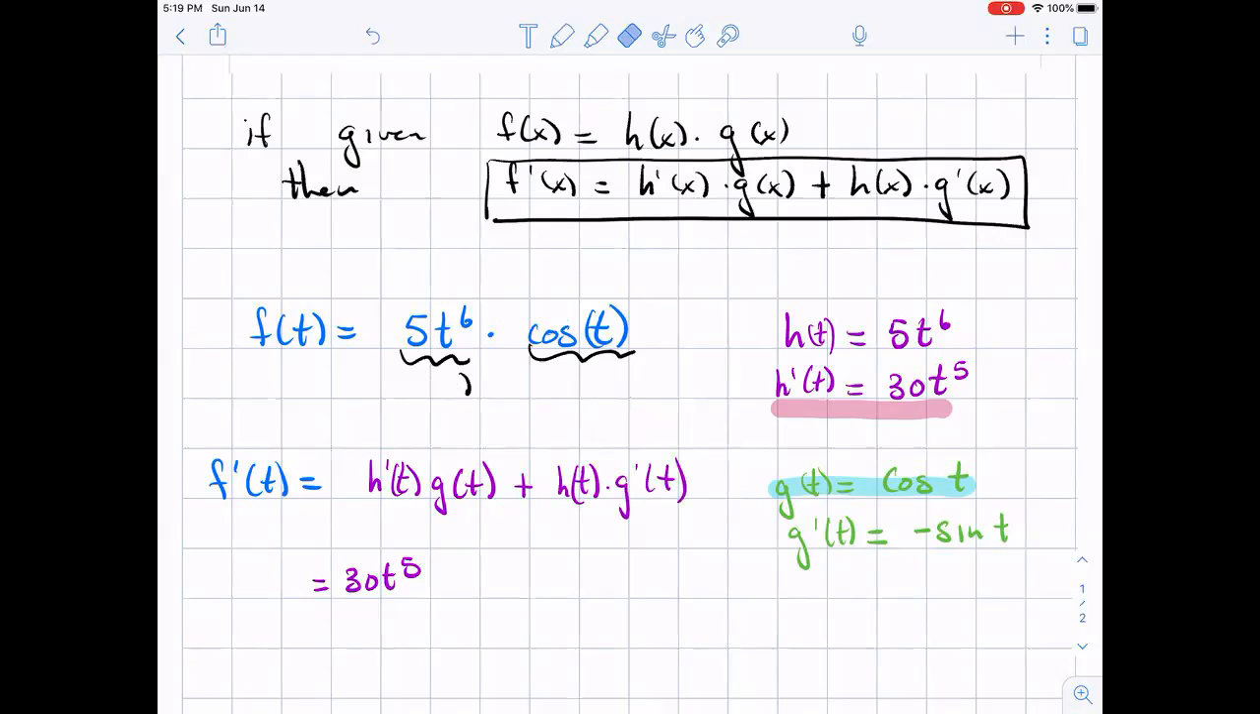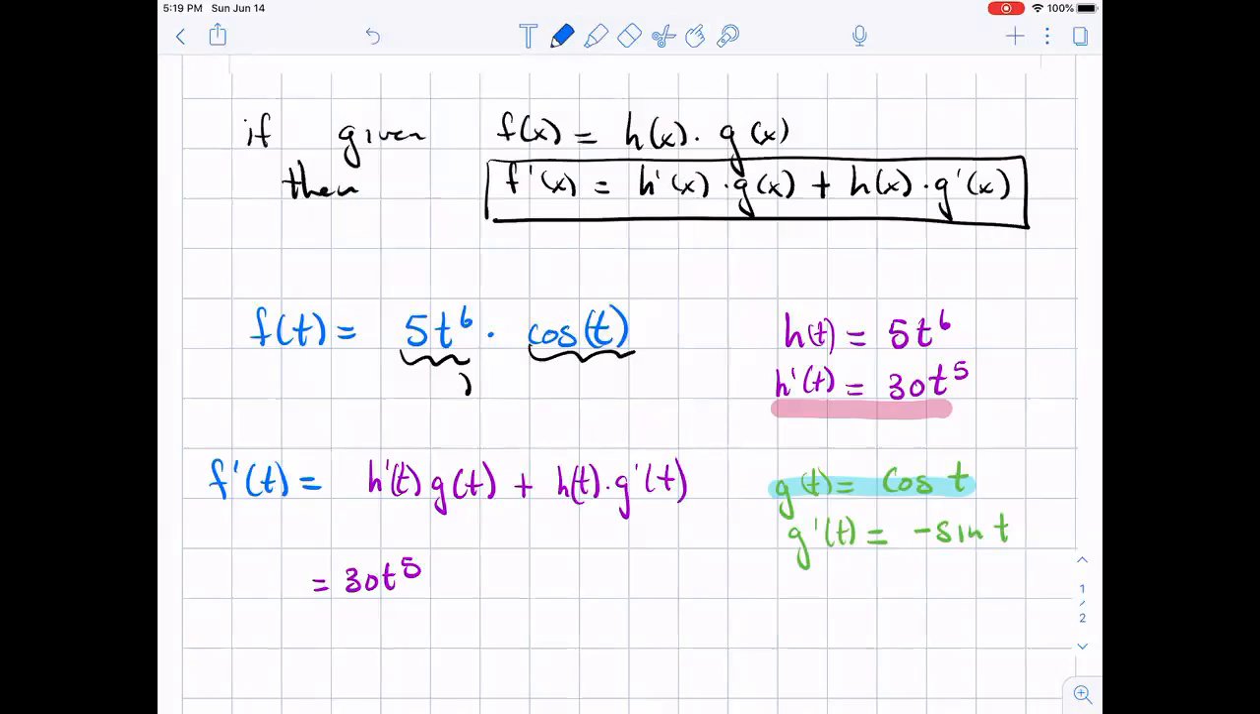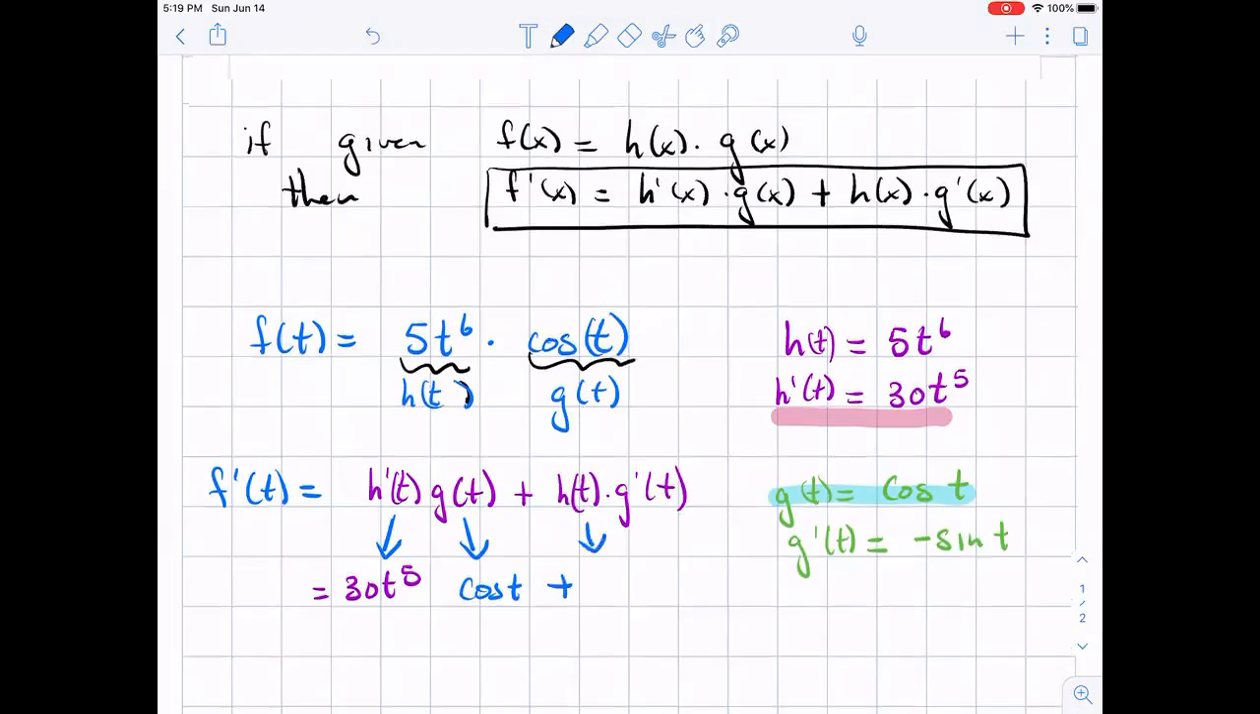I need to write everything in terms of t. H of t we had called this, and this is g of t. It's a constant habit that we use x a lot. So h prime is this, g of t we know is cosine of t, plus h of t is here, so that's 5t to the 6 times g prime of t is here, which is minus sine of t.